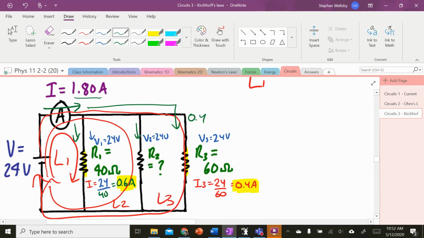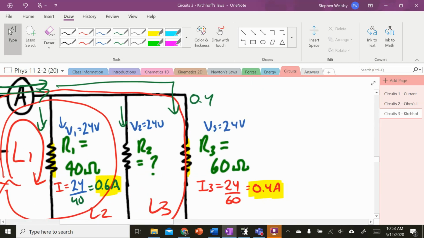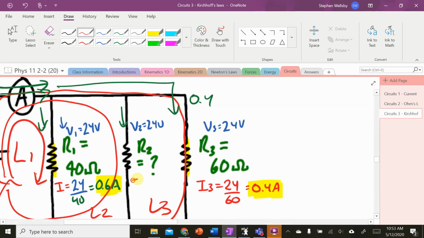Well, let's use Kirchhoff's junction law. Kirchhoff's junction law says that the current going into a junction is equal to the current coming out of the junction. So here we've got 1.8 going in, we've got 0.6 and 0.4, and so there must be 0.8 remaining to get a total of 1.8. So now, here's what I know for the second resistor. I know I2 equals 0.8 amps.